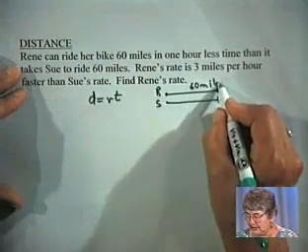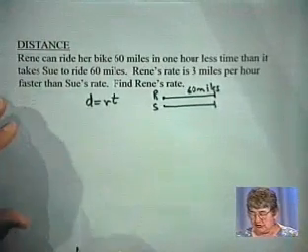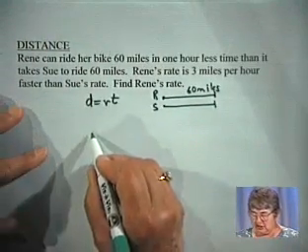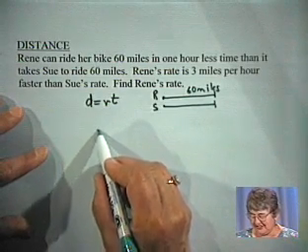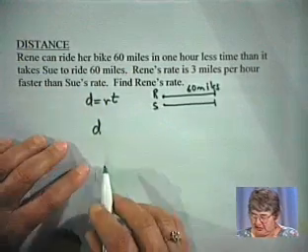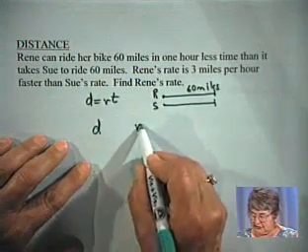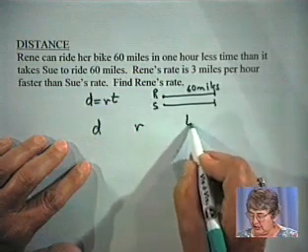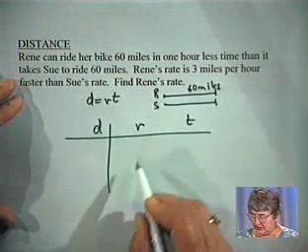All right, the other thing that's very convenient with these problems is to do a table. So we're going to work with a table where we're going to give the information for each, Renee and Sue. So we're going to put the information for distance under D, the information for rate under R, and the information for time will be under T.